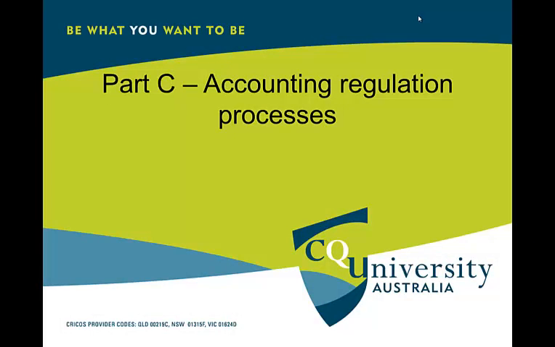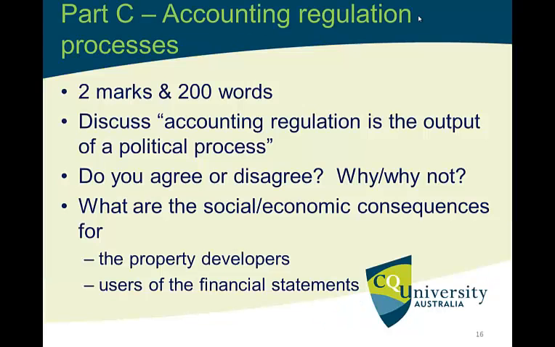Part C looks at accounting regulation processes. So it's a smaller section, 2 marks and 200 words. Here we're discussing accounting regulation as the output of a political process. Do you disagree or do you agree? And you must justify your answer why or why not. Really here we're thinking about what are the social and economic consequences for the property developers in the case and the users of the financial statements. But it's important really to remember that you're discussing accounting regulation and political process. How does accounting regulation affect the political process?